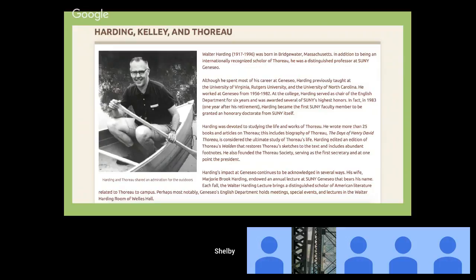Throughout his career, Harding taught at different institutions, but ended up at Geneseo. He actually became the first SUNY faculty member ever to be granted an honorary doctorate from SUNY itself, so he's a pretty big deal. He was devoted to studying the life and works of Thoreau, writing this massive biography, The Days of Henry David Thoreau, that is considered the ultimate study guide of Thoreau's life. And then, as we can see, his impact to Geneseo continues to be acknowledged in several ways. Most notably, there's a lounge in Wells called the Harding Lounge, named after him.